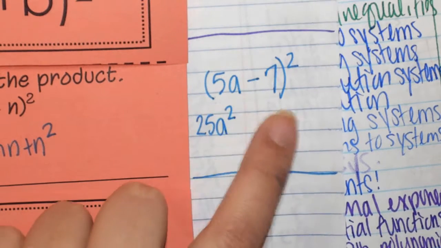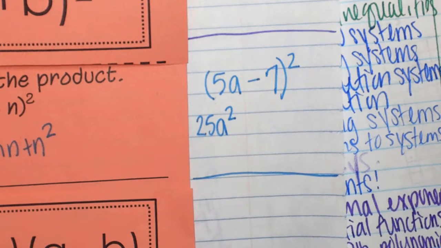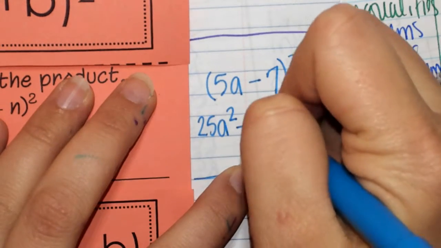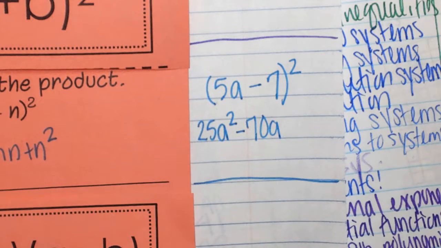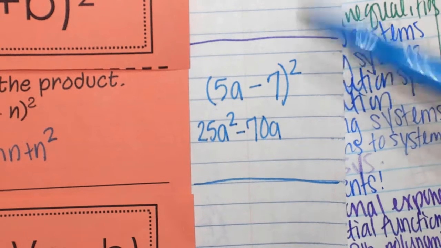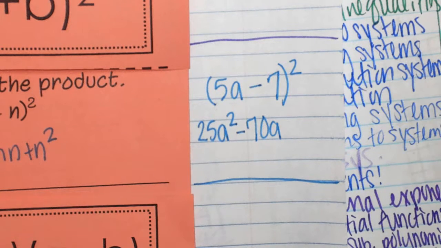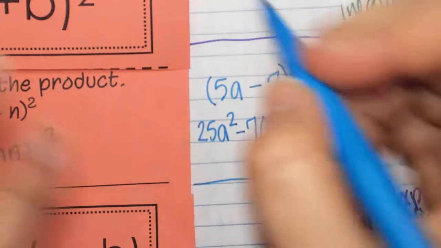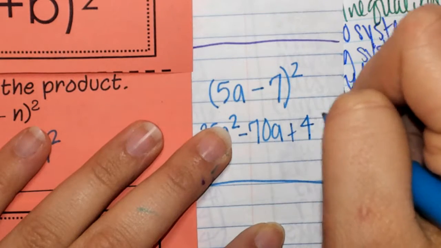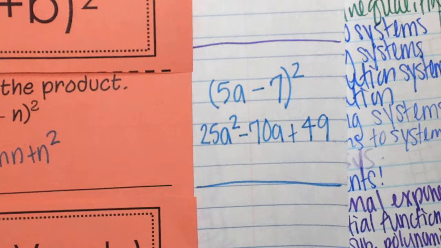Next, we do 5a times 7. What's 5a times 7? 35a. Then you multiply it by 2, and you get minus 70a. Does everybody see where we got that from? Yes, we did 5 times 7 and multiplied it times 2. Tell me what we do last. 7 squared, it's positive 49. Fantastic. That's it. Yay. Take a point.